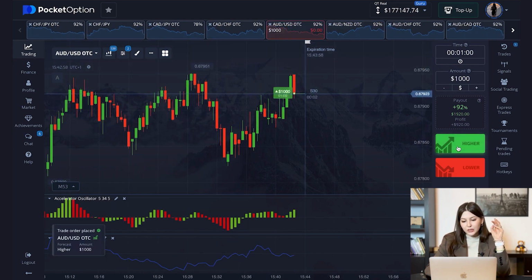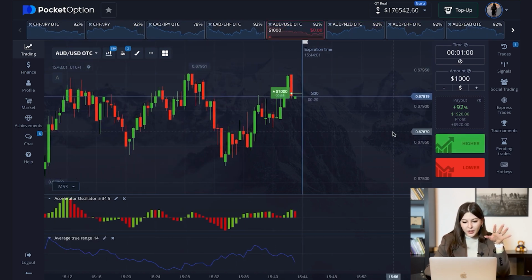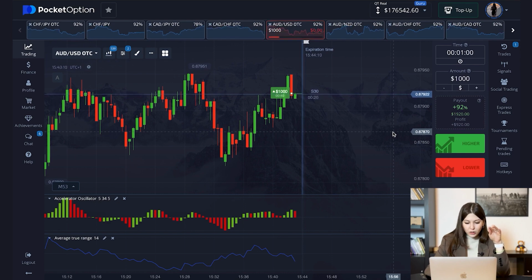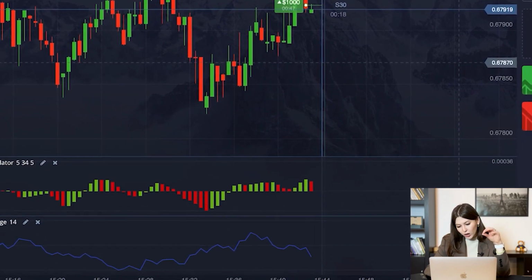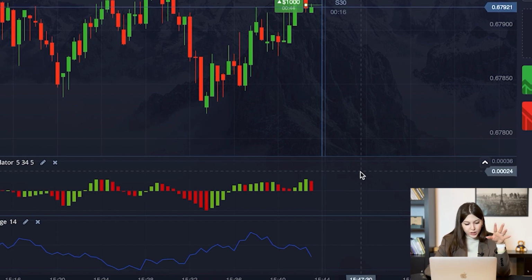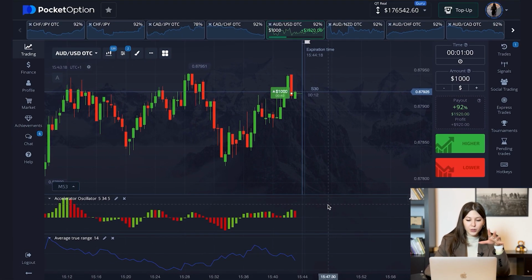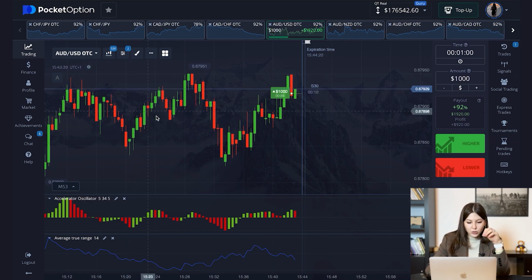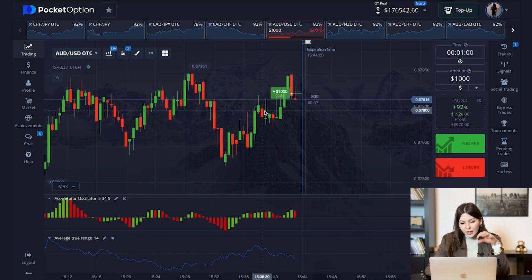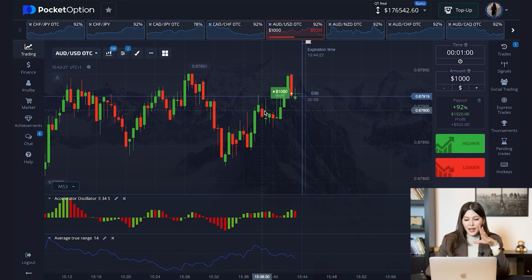We have this downward-going candle, but I think that is not very stable because on average true range we see this tendency to grow back. Also we have only one little red moment on the oscillator, and probably this price is going to grow up because we have this tendency to grow up in the curves, and I think this one is going to grow up too. So let's think and let's see.